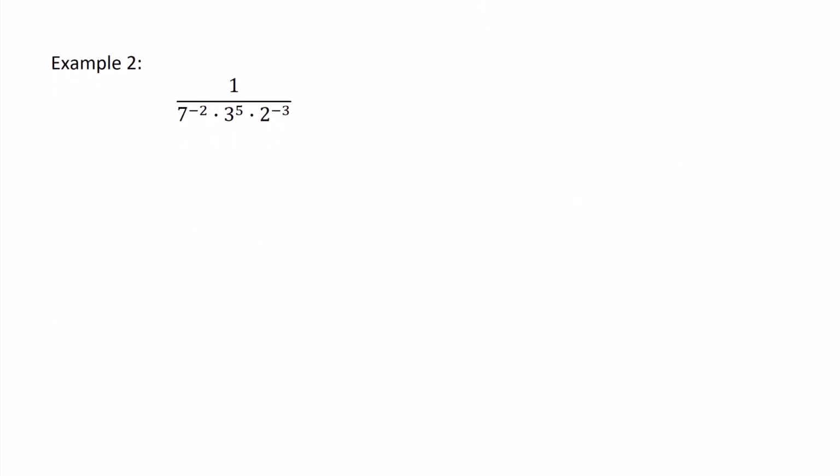In example 2, we have 1 over 7 to the negative 2 times 3 to the 5th times 2 to the negative 3. The 3 to the 5th can stay in the denominator. The 7 to the negative 2 needs to go up, and the 2 to the negative 3 needs to go up to the numerator. So 7 to the positive 2 times 2 to the positive 3, and 3 to the 5th in the denominator.